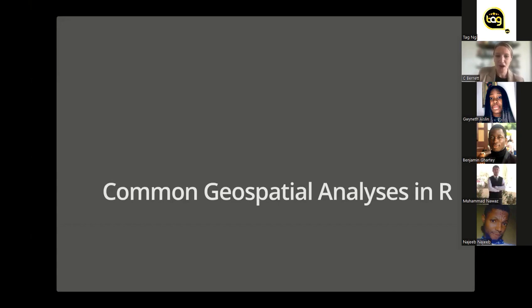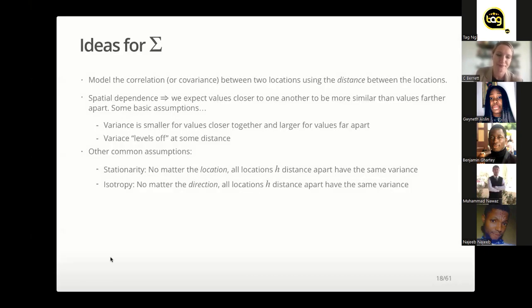All right, some common geospatial analyses in R. So some ideas for sigma. We may want to model the correlation or the covariance between two locations using the distance between the locations. Because of this spatial dependence and this core principle that things that are closer together are more similar than measurements that are farther apart, we expect that variance is smaller for values closer together and then gets larger for values that are far apart. We also would expect that the variance levels off at some point. So it doesn't matter how far I go beyond this distance, the variance kind of stays the same just because there's no more dependence after that point.